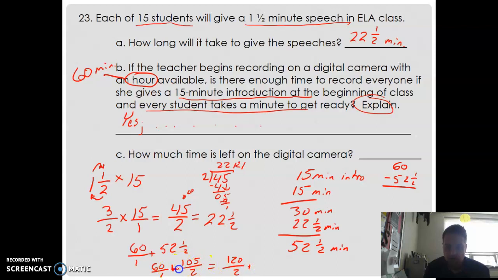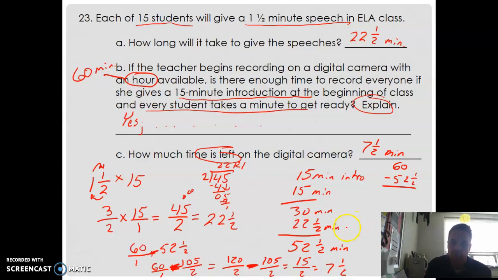minus, sorry, this should be subtraction, right? We're subtracting how much is left. That's my fault, how much time is left. So we're subtracting 60 minutes minus the 52 and a half. Subtracting 105 over 2, that would equal 15 halves or 7 and 1/2 minutes. So this would be 7 and 1/2 minutes.